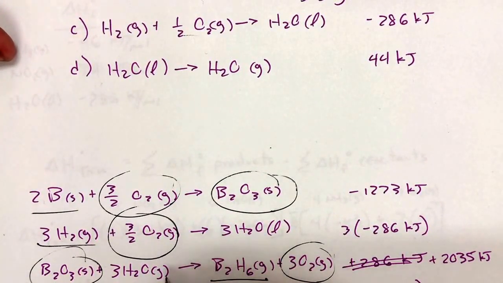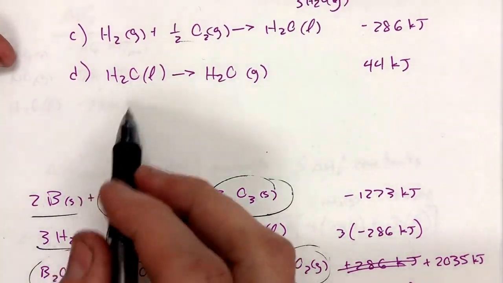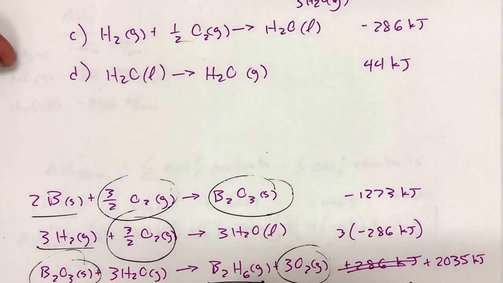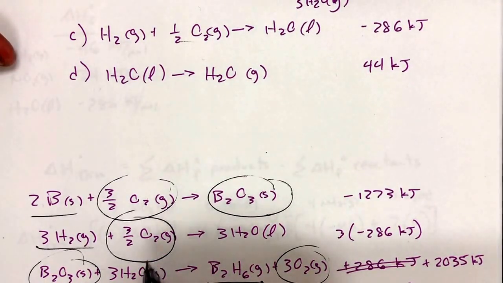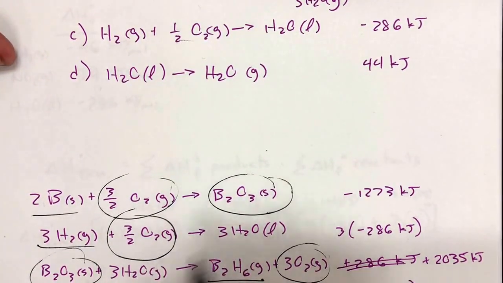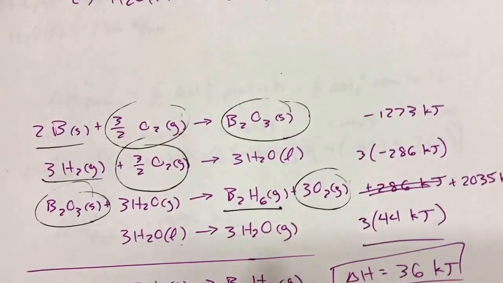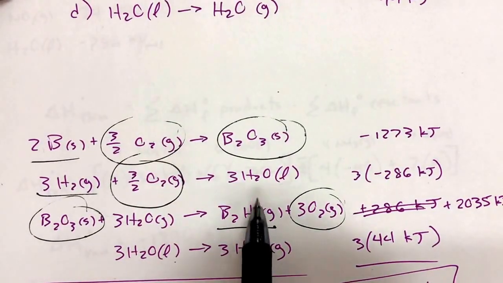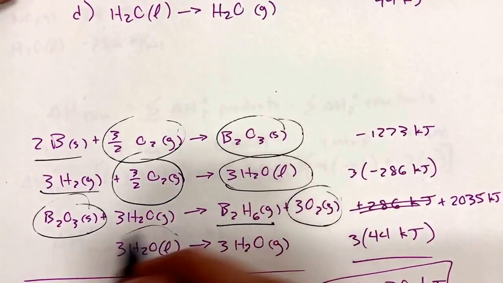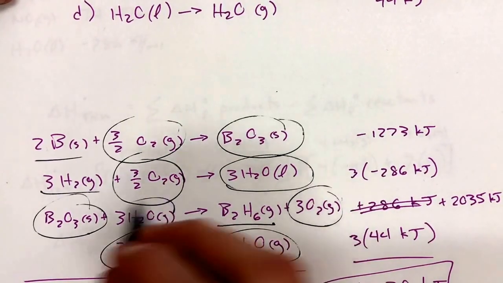They have to be of the same phase in order to cancel out, which means we need this last equation. So we need 3H2O gas on this side, and we need 3H2O liquid on this side in order to cancel those two out. So we need to multiply this reaction by 3, like we do right here. So 3H2O liquid will cancel these two out, and 3H2O gas will cancel those two out.